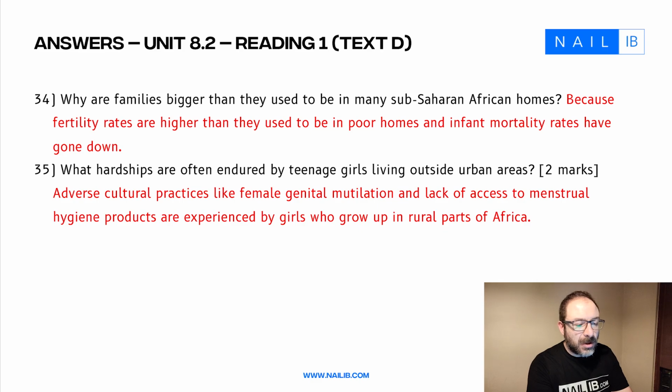What hardships are often endured by teenage girls living outside urban areas? Adverse cultural practices like female genital mutilation and lack of access to menstrual hygiene products are experienced by girls who grow up there. You can put it as a sentence like this. You can just name them in 2 different points, like point 1, point 2, or hardship 1, 2, like that.